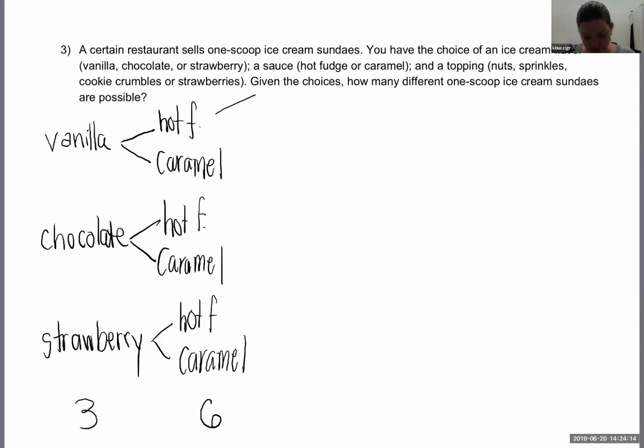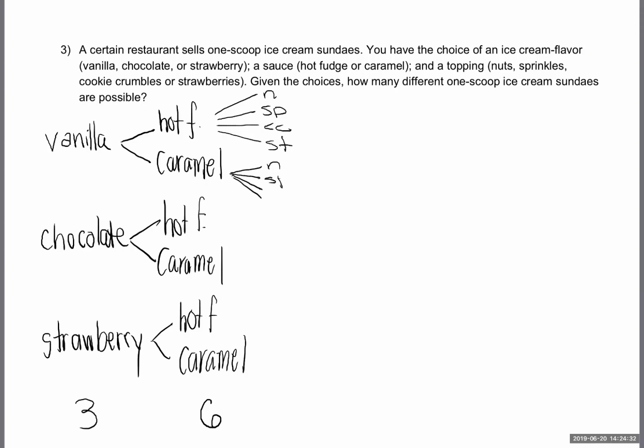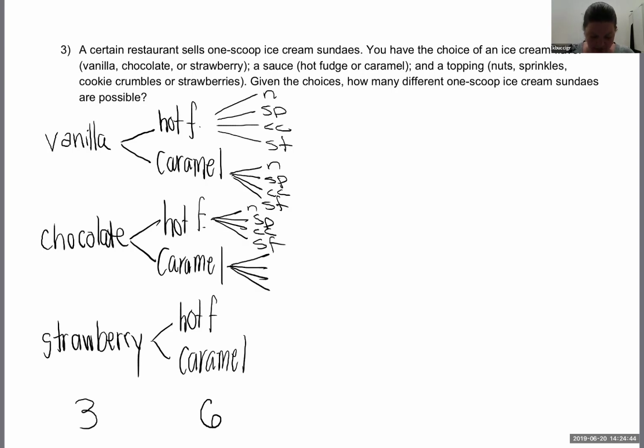With the vanilla hot fudge sundae, I have 4 choices of toppings. I could top it with nuts, sprinkles, cookie crumbles, or strawberries. And if I have a vanilla caramel sundae, I could still top it with nuts, sprinkles, cookie crumbles, or strawberries. And if I have a chocolate hot fudge sundae, same thing. I have 4 options. And if I have a chocolate caramel sundae, same thing. I get those 4 options. And if I have a strawberry hot fudge sundae, guess what? I get 4 options. Or if I was down here, I'd get the same 4 options.